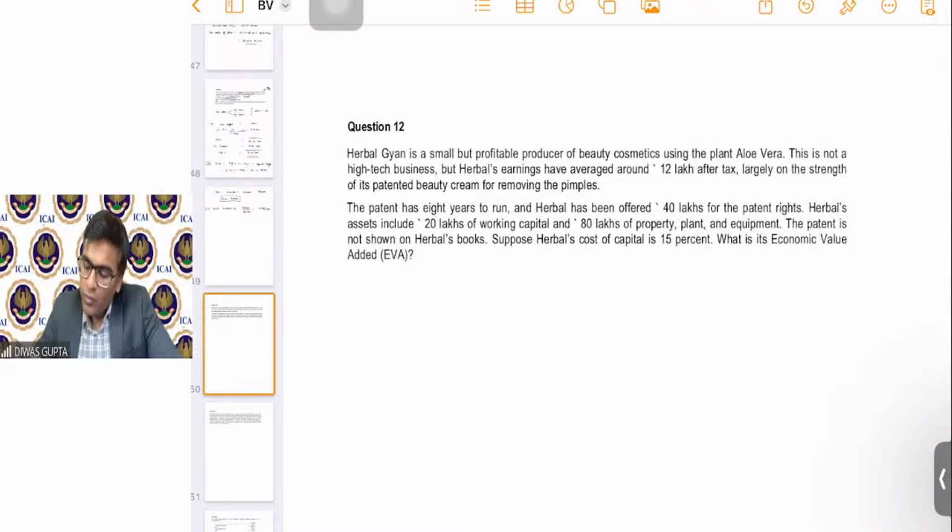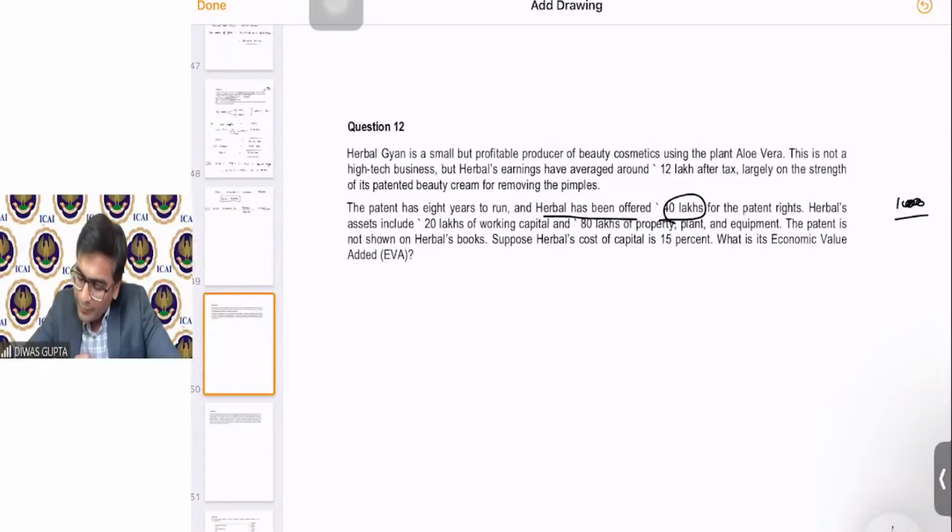Herbal's assets include 20 lakhs of working capital and 80 lakhs of property, plant, and equipment. So what they're saying is, as of now, only 100 lakhs is included. They have not included this unrealized or unrecognized 40 lakhs for the patents. The patent is not shown on the Herbal books. That is what we have just now discussed, right? Because the facts of the question is that they have not included it in the Herbal's books.